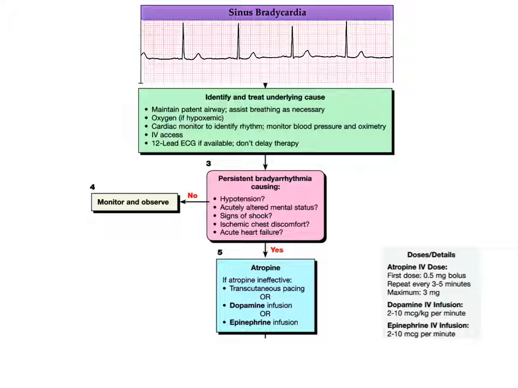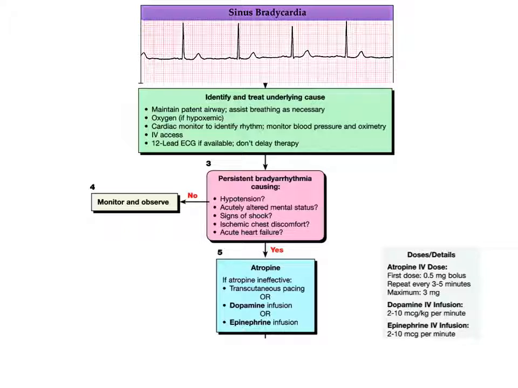Identify and treat the underlying cause. The primary concern in sinus bradycardia is determining that underlying cause, but parasympathetic tone, excess vagal tone, is one of the most common causes, and we can eliminate that or rule that out or fix that with the use of parasympathetic antagonists, and our favorite one, and about the only one we have, is atropine.